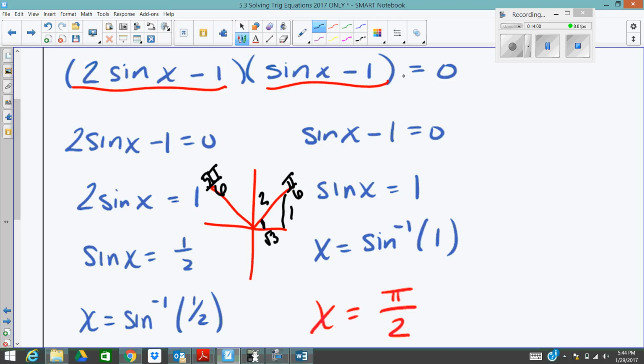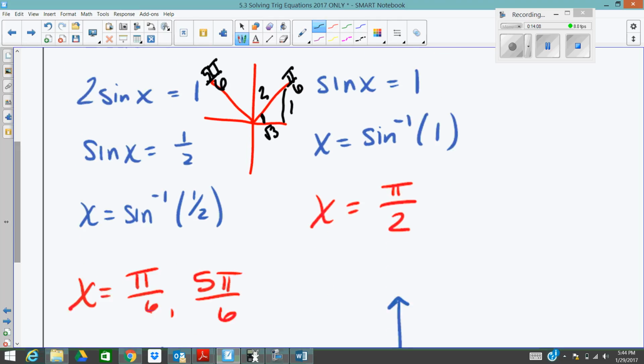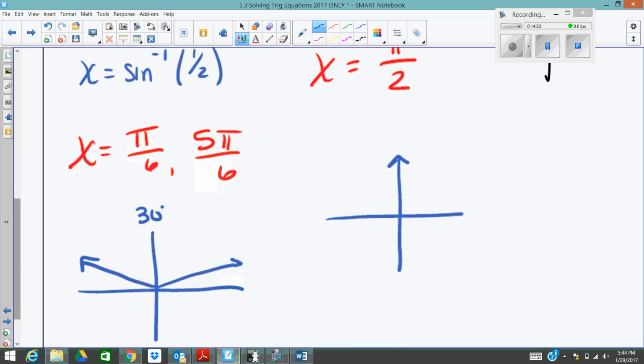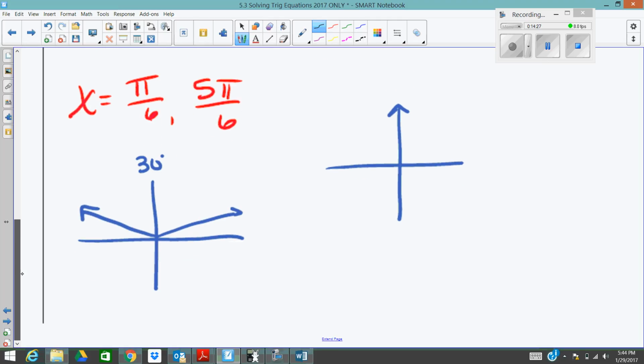Now sine of x minus 1 equals 0. Add the 1, so we get sine of x equals 1, which is again on an axis right there. So at pi over 2. So I have three possible specific solutions: pi over 2, pi over 6, 5 pi over 6.